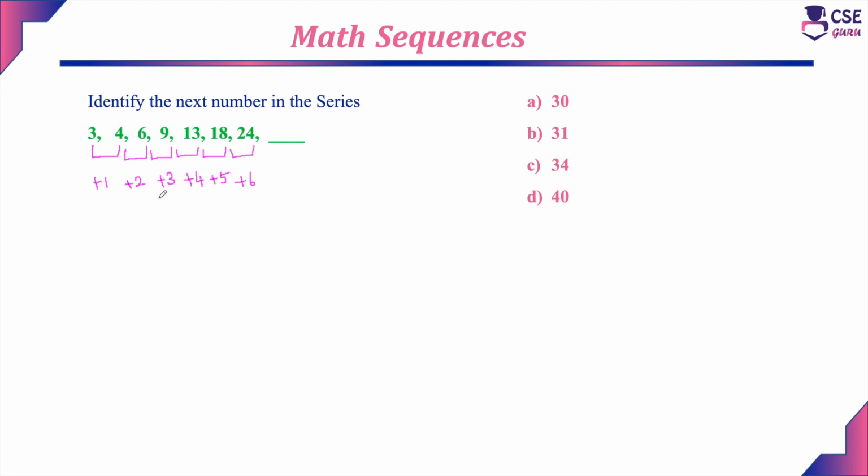So this is a number sequence. This is a pattern like 1, 2, 3, 4, 5, 6. Next it must be plus 7. So 24 plus 7, we will get 31. So the correct option here is option B, 31.